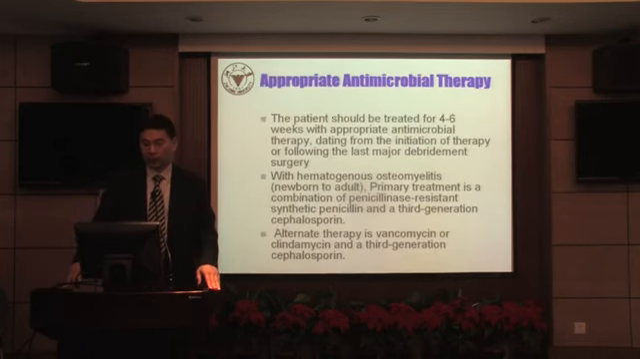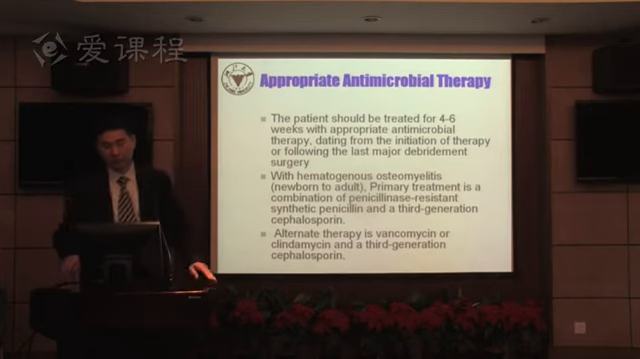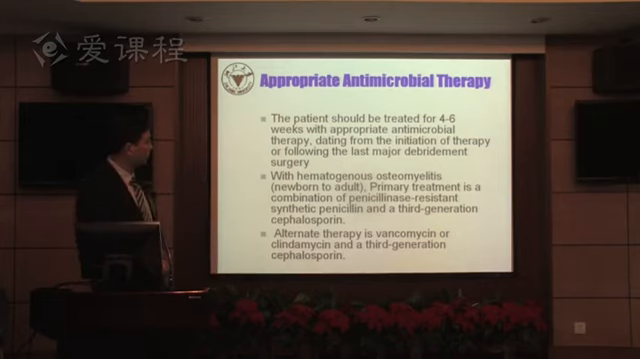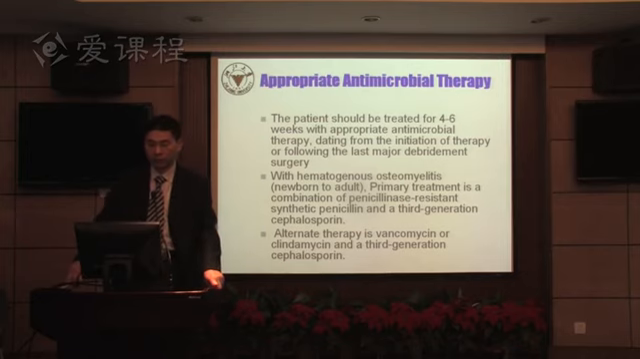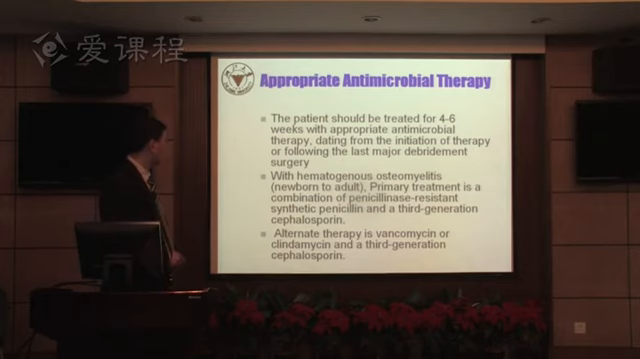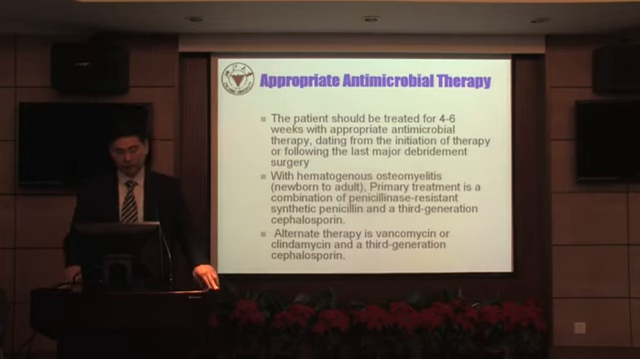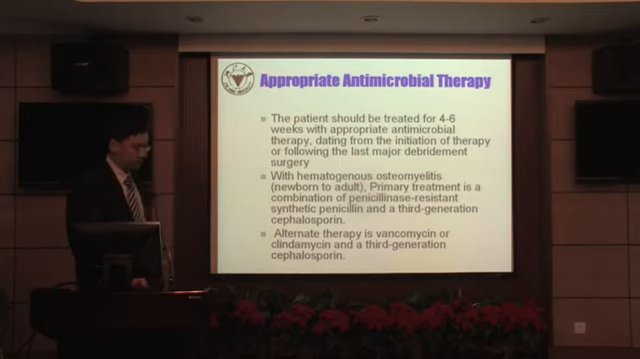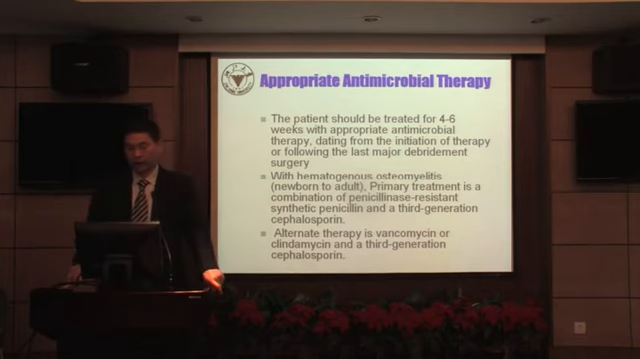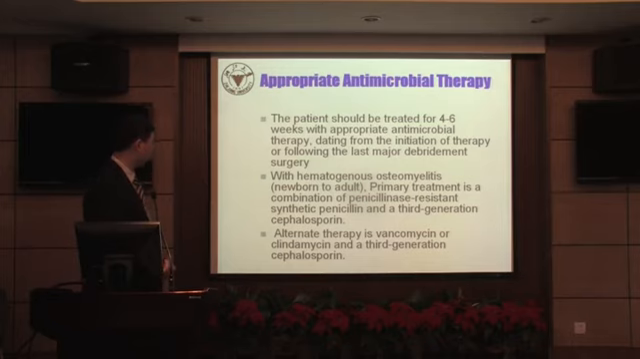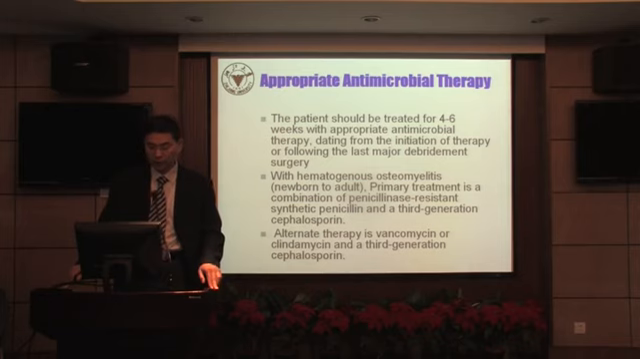The appropriate therapy, which we call antibiotic therapy, which kind was proper, and these were the rules. Okay, the first was the patient should be treated for 4 to 6 weeks. The duration is very important, with appropriate antimicrobial therapy, dating from the initiation of therapy or following the last major debridement surgery. With hematogenous osteomyelitis, from newborn to adult, the primary treatment is a combination of penicillin-resistant drugs and a third generation cephalosporin. And the alternative therapy is vancomycin or clindamycin with a third generation cephalosporin.